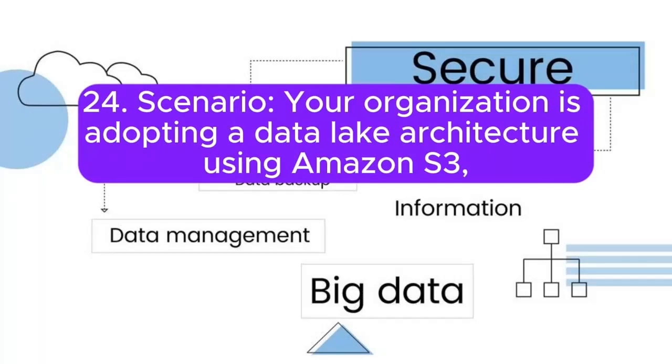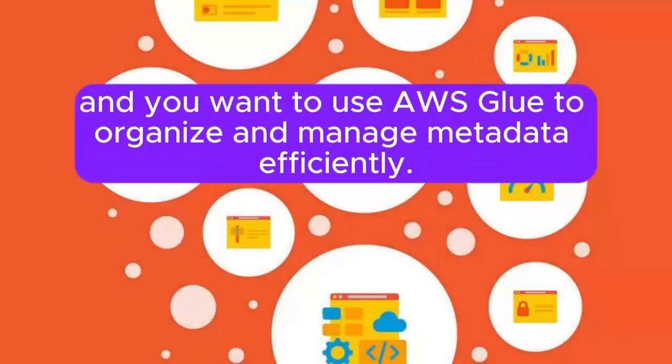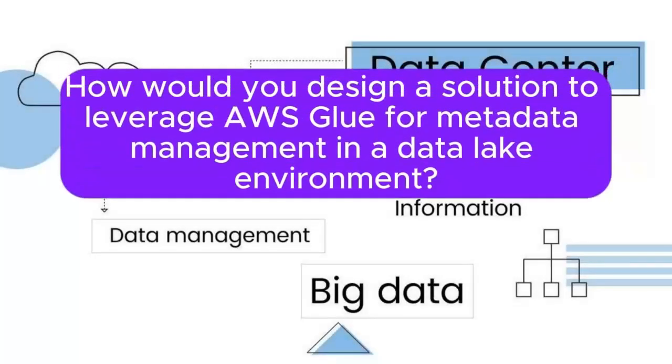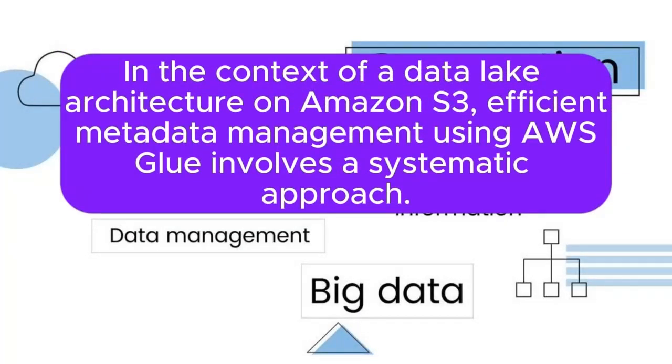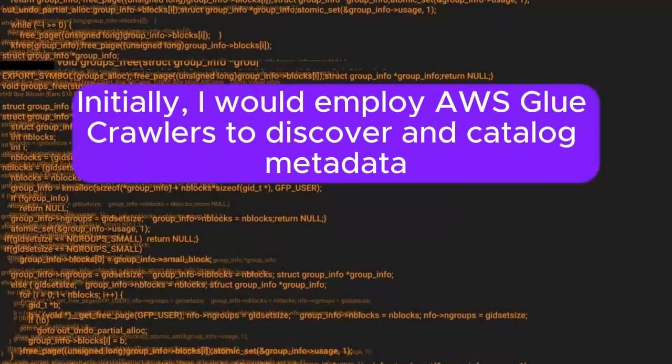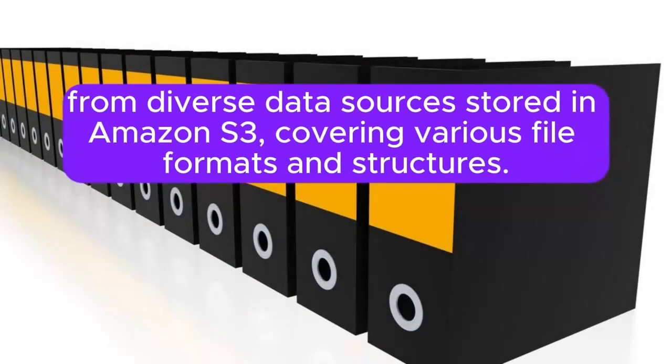24. Scenario: your organization is adopting a data lake architecture using Amazon S3, and you want to use AWS Glue to organize and manage metadata efficiently. How would you design a solution to leverage AWS Glue for metadata management in a data lake environment? In the context of a data lake architecture on Amazon S3, efficient metadata management using AWS Glue involves a systematic approach. Initially, I would employ AWS Glue crawlers to discover and catalog metadata from diverse data sources stored in Amazon S3, covering various file formats and structures.